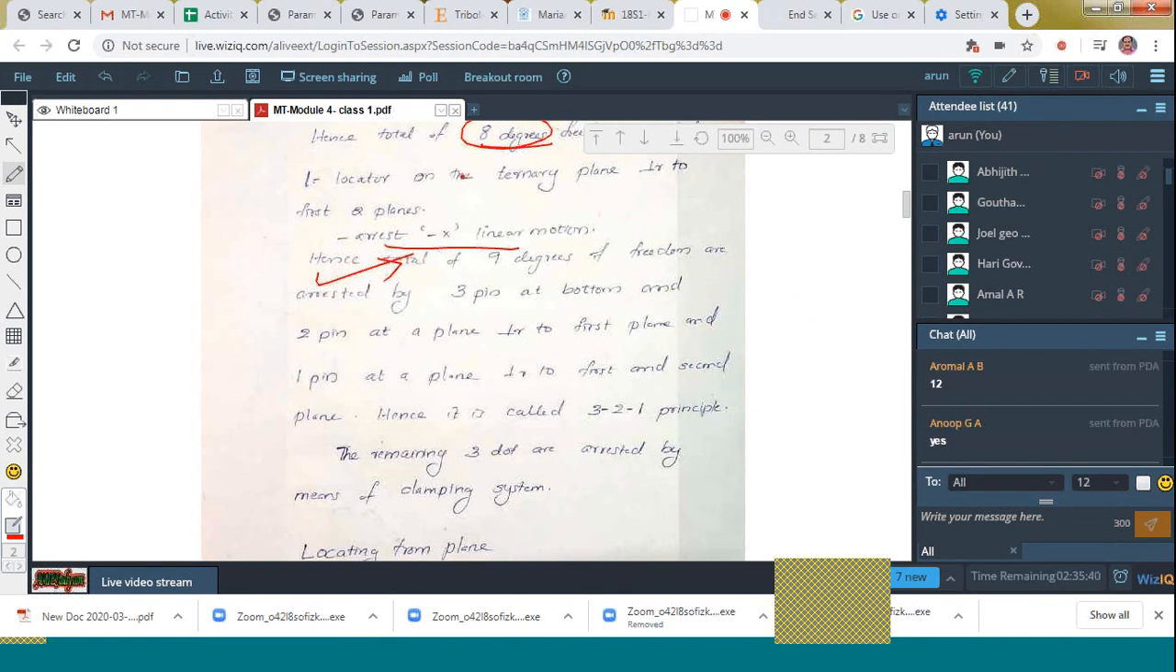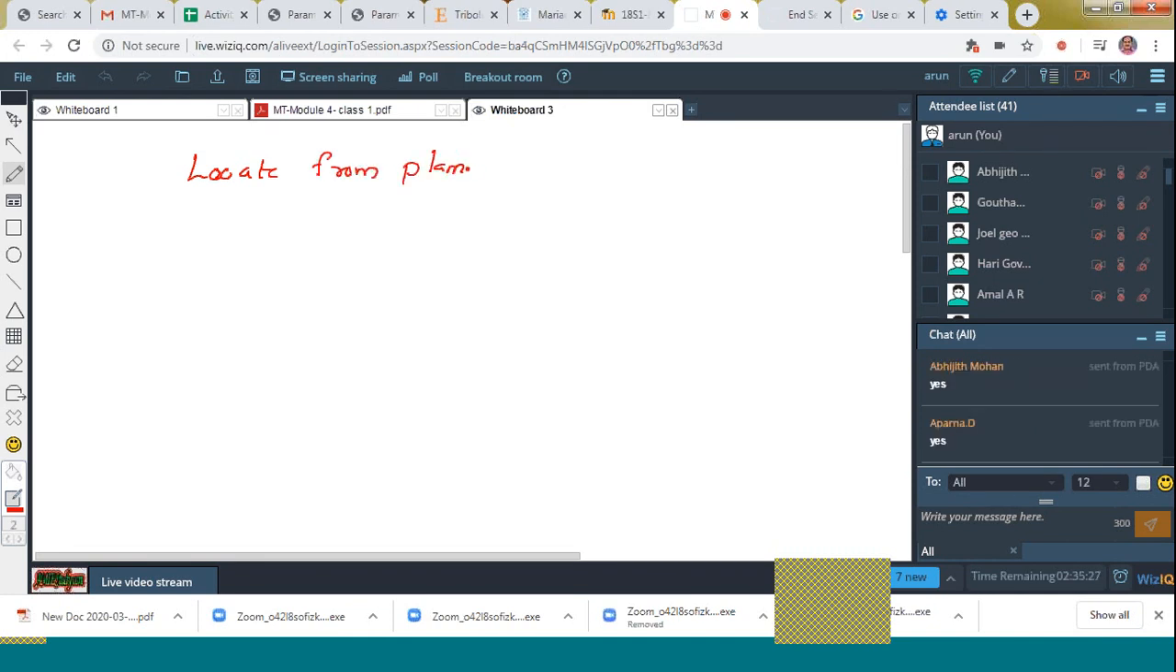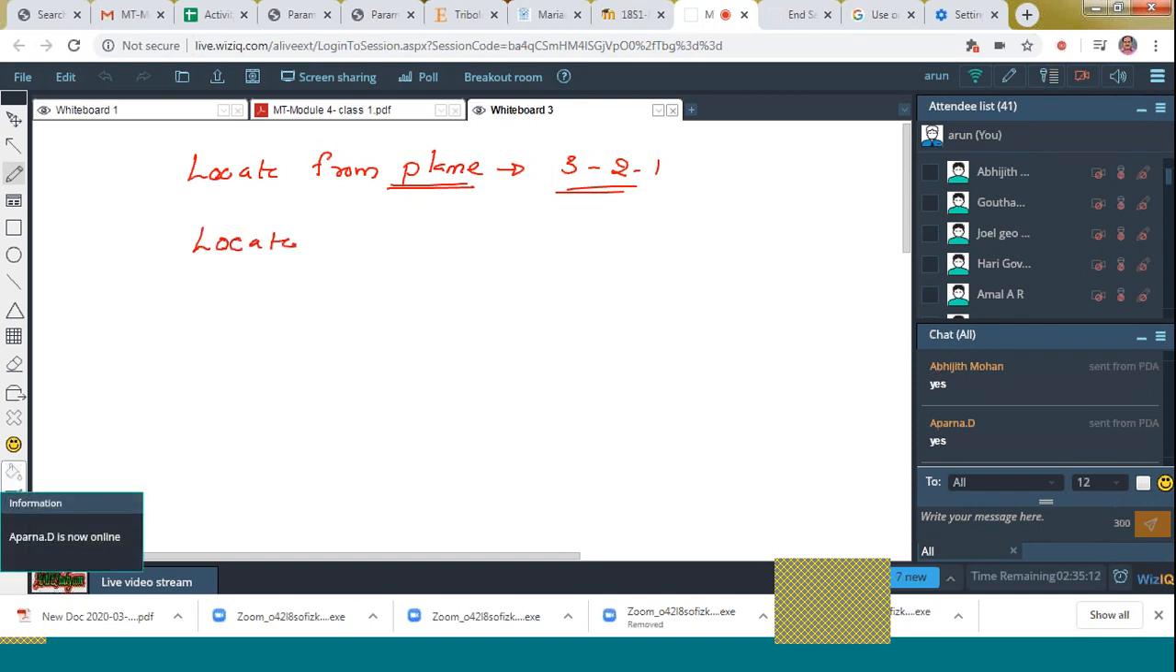Yes, fine. Now we can move to how we can locate from a plane. Okay. Locate from plane. That is plane surface. That is what we are discussing right now. That is, by means of the 3-2-1 principle, we can locate with the help of a plane. But the next case is somewhat different. Locating from a circular surface.